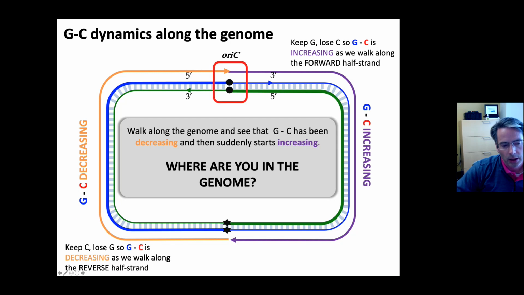Just to be clear, you keep C and lose G on the blue strand. That's not because there's an increased mutation rate of G. That's because the C on the green strand is being converted. In order to match it, you end up getting an A on the blue strand. So you're losing the G's over here.